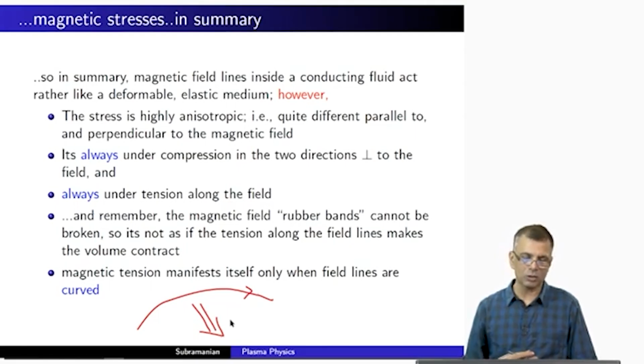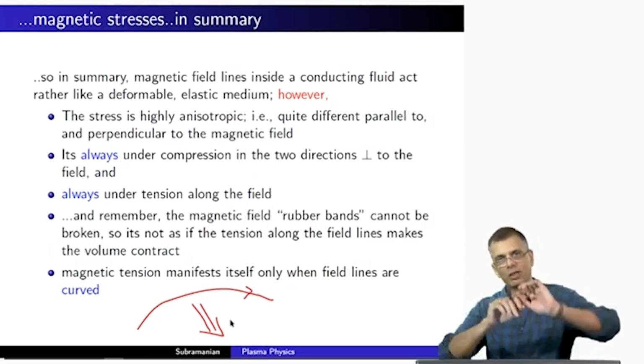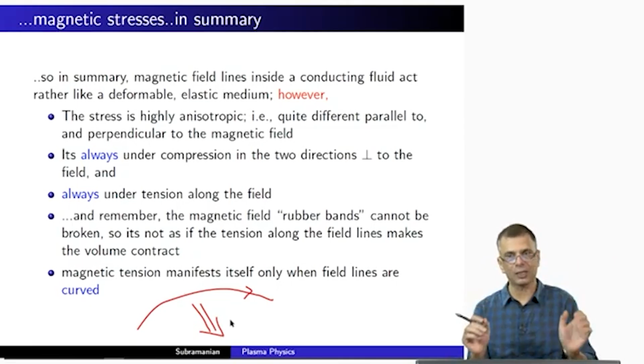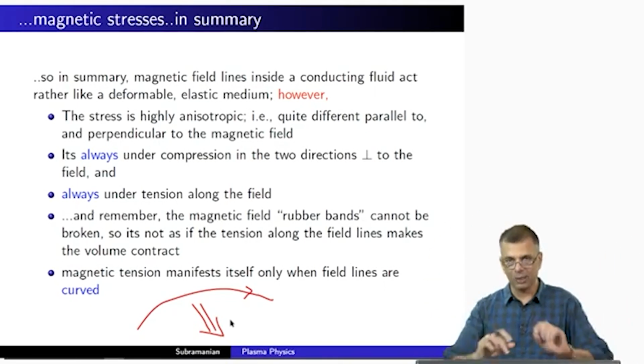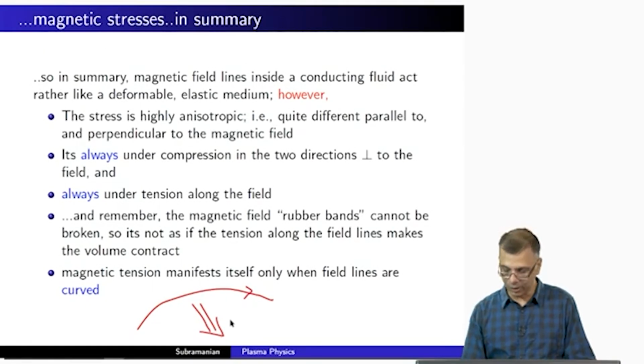Okay, so magnetic field lines. Field line tension manifests itself only when you try to curve the field lines. It behaves like an elastic rubber band. It resists the curving. It wants to snap back. It wants to become straight again when you try to curve it. So we talked a little bit about magnetic tension.